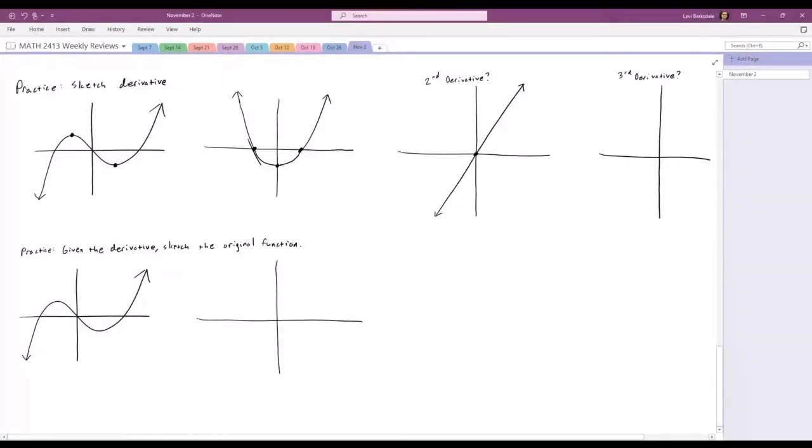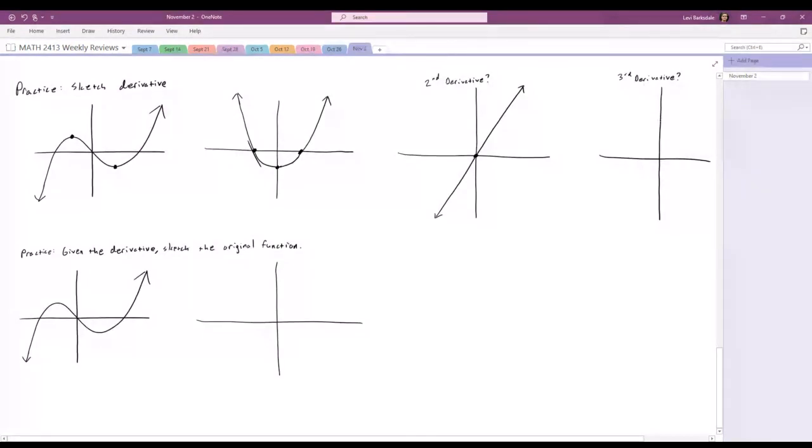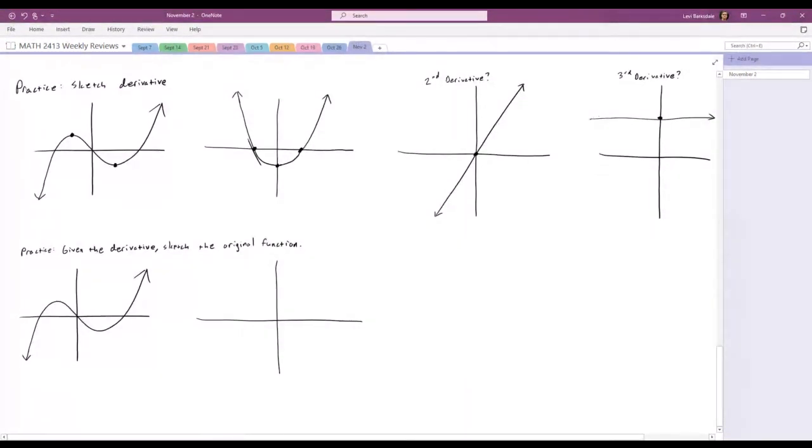For this last one, there are no points where I have 0 slope. In fact, I just have a constant positive slope, so it would look something like this. Okay.